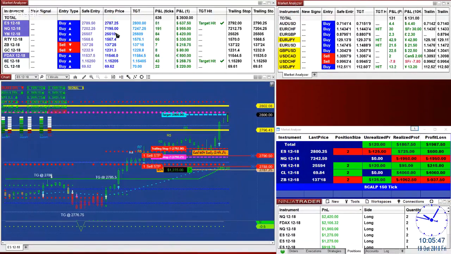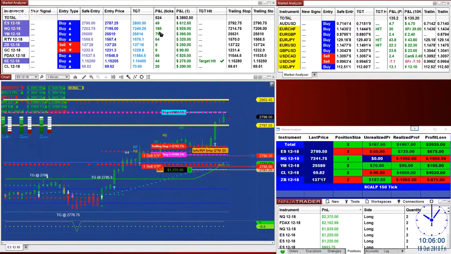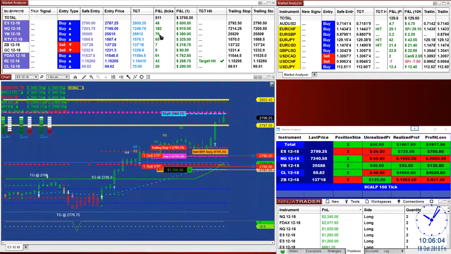The NASDAQ entry is 71.95, target 7247.25, nailed 185 ticks, and then the YM entry nailed 76. And all right, now from 9:30, we have 500 ticks based on the last entry signal. It's not all day, based on the last entry signal.